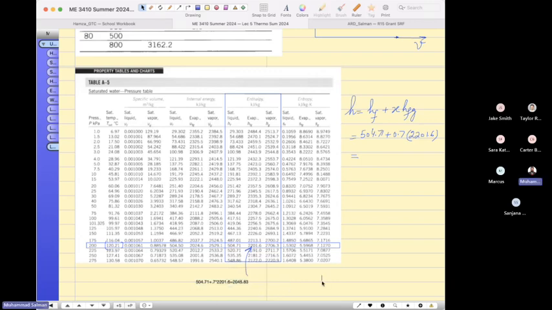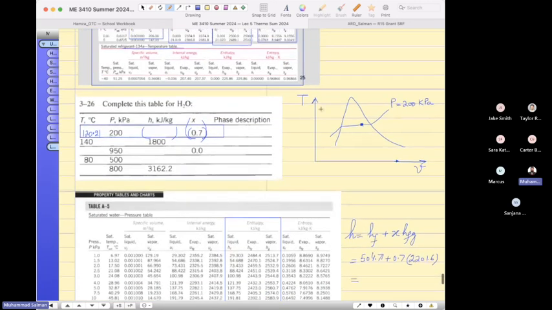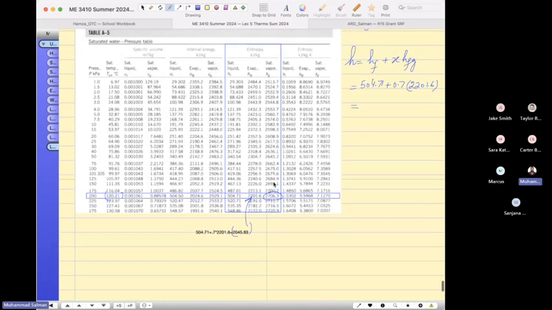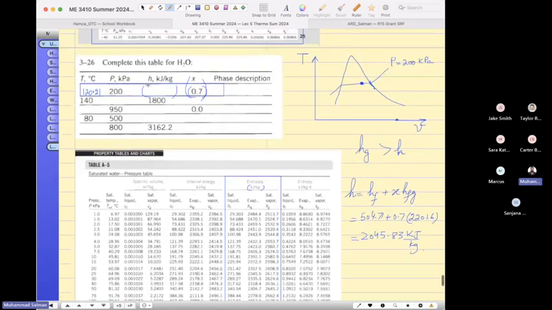I got 2045.83. One thing you should notice is that this should never exceed the dry vapor line value, because it is less than that line. hg will always be greater than the other h values inside the liquid vapor mixture. Okay, guys, the correct answer is 2045.83 kilojoules per kilogram. This is the unit. I'm going to write it down here: 2045.83. Now the phase description: liquid vapor mixture.